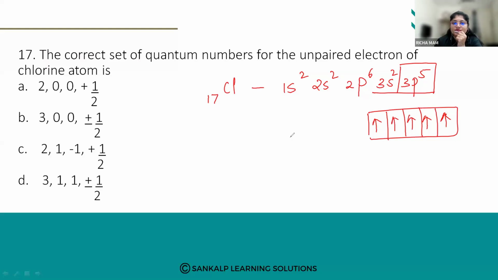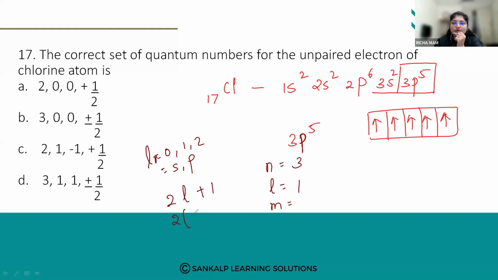So for 3p5, write down now, what is N? N is 3. L, what is L? L can be 0, 1, 2, so S, P. So L is equal to 1 here, because the p orbital value is 1. Then which are the possible M values? 2L plus 1, so 2 into 1 plus 1, that is 2 plus 1, 3. 3 possible values are there. So which are the 3 possible values? That is +1, 0, and -1.